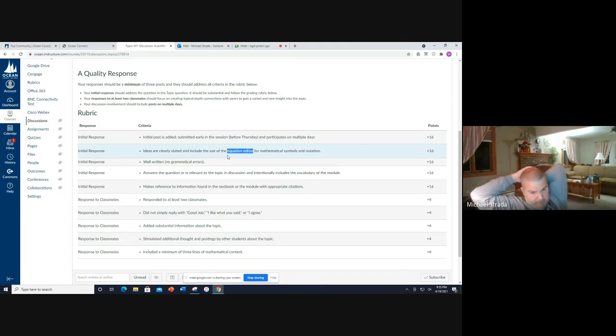Initial response, well written, no grammatical errors. Answer the question or is relevant to the topic in discussion and initially includes the vocabulary of the module. All right. So we're looking for powers of 10, that kind of thing. Makes reference to information found in the textbook or the module with appropriate citations.